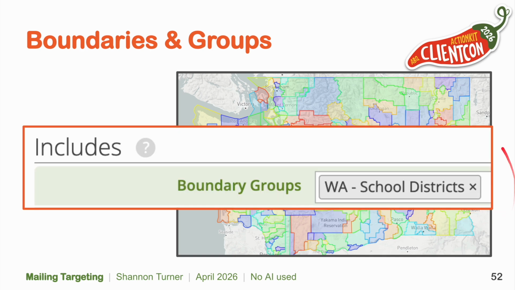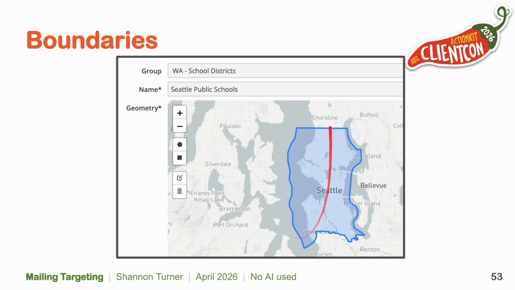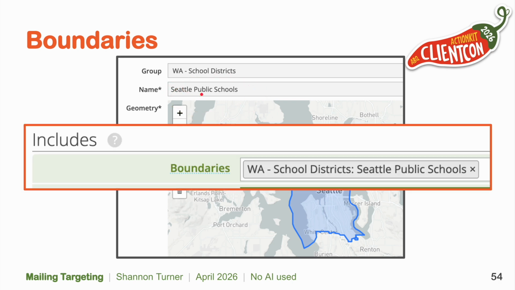If you wanted to match everybody in this list, you would go to the boundary groups option and then choose the full set of boundary groups that you have here, which is the Washington school districts. And if you were to click on the map, you could narrow in on a single boundary in that boundary group. This one is the Seattle Public Schools District. And if you wanted to just match a single geometry or a couple of geometries instead of the entire group, no problem. You can add this one here using the boundaries instead of the boundary group targeting option.